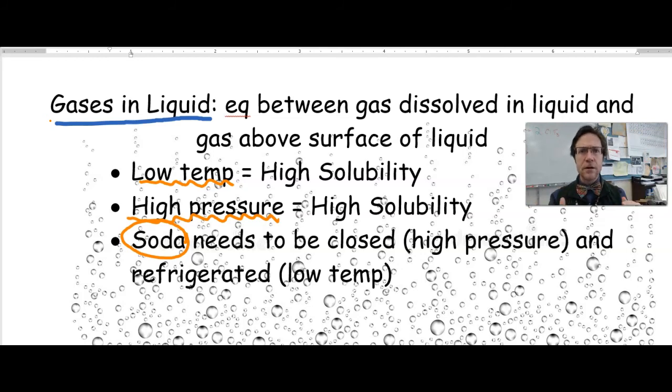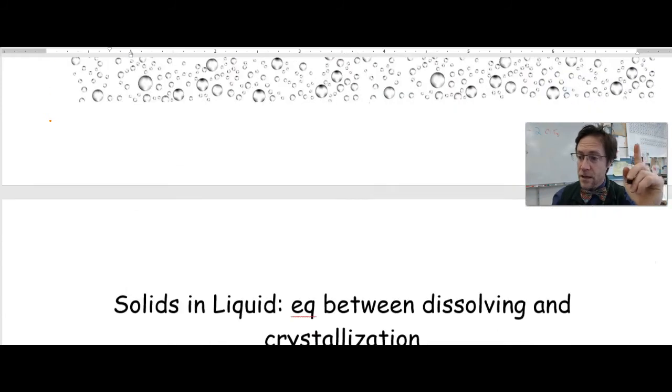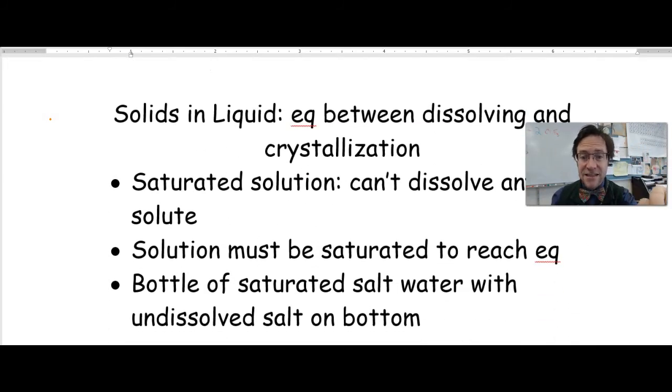So the equilibrium between a gas and a liquid, closed container, right? And to make this happen, low temperature increases the solubility of a gas and high pressure increases the solubility of a gas. Now, the other one we have is solids dissolved in liquids.